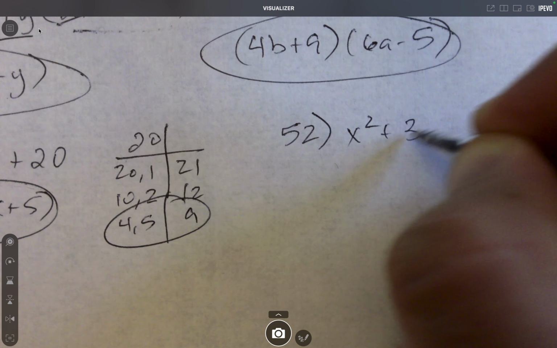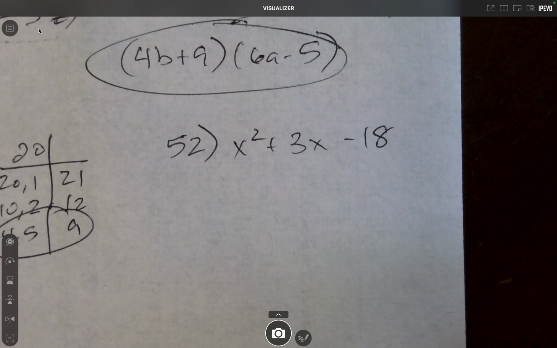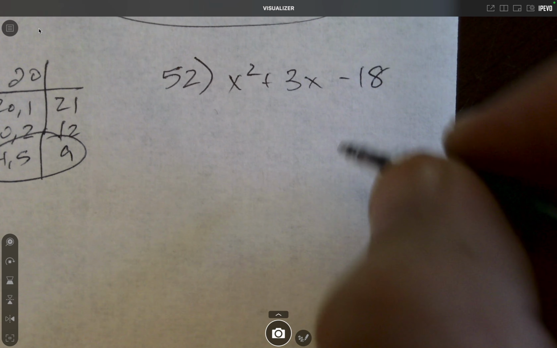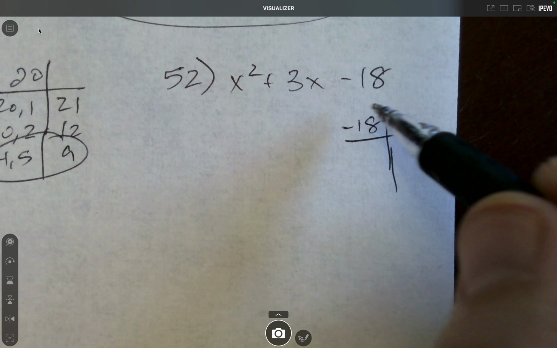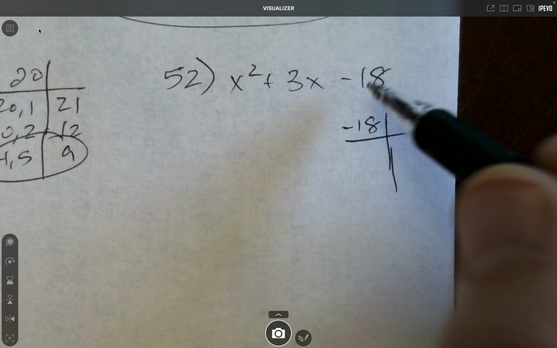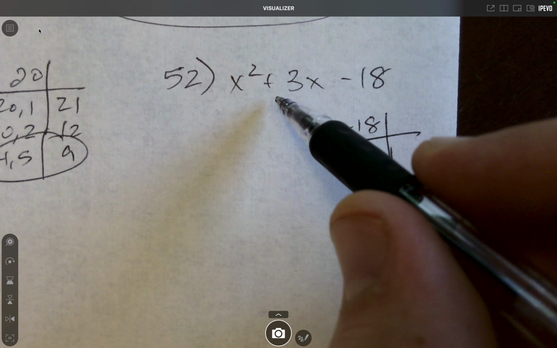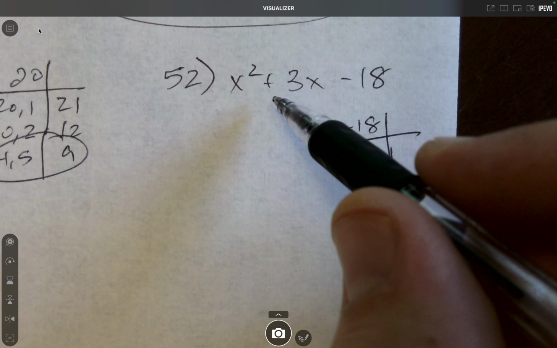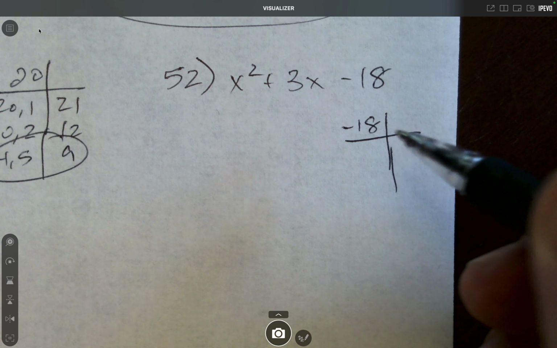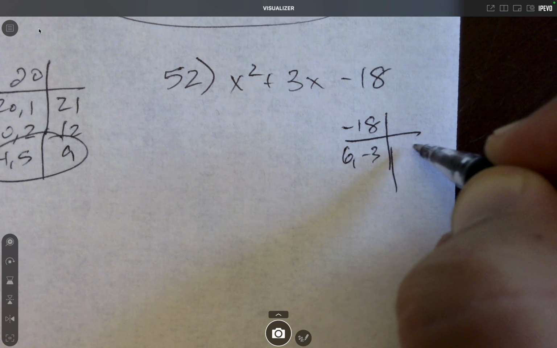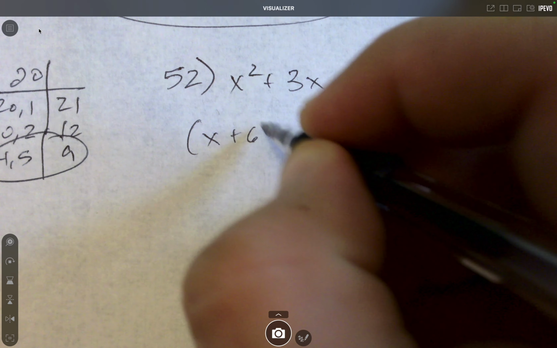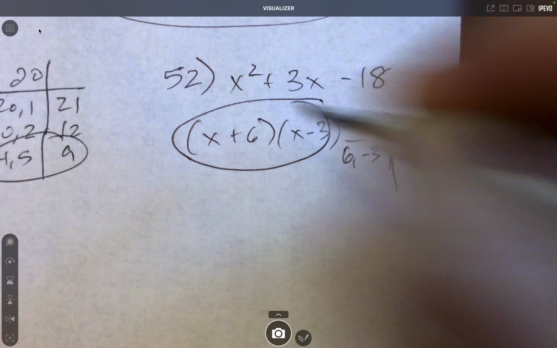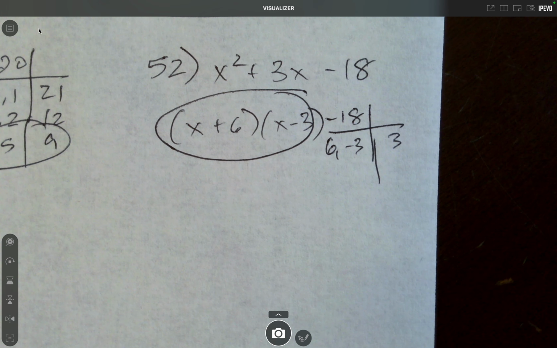X squared plus 3x minus 18. We want to see what multiplies to be negative 18 and adds up to 3. So keep in mind, since this is negative, we'll need one positive and one negative, and the bigger number should be positive. This sign tells you the sign of the bigger of the two numbers. So I'll just jump to the correct one, which is going to be a positive 6 and a negative 3. So we would factor this to be x plus 6, x minus 3. Now you don't have to check your work, but you can check your work because if you FOIL, you should get back right what you started with.